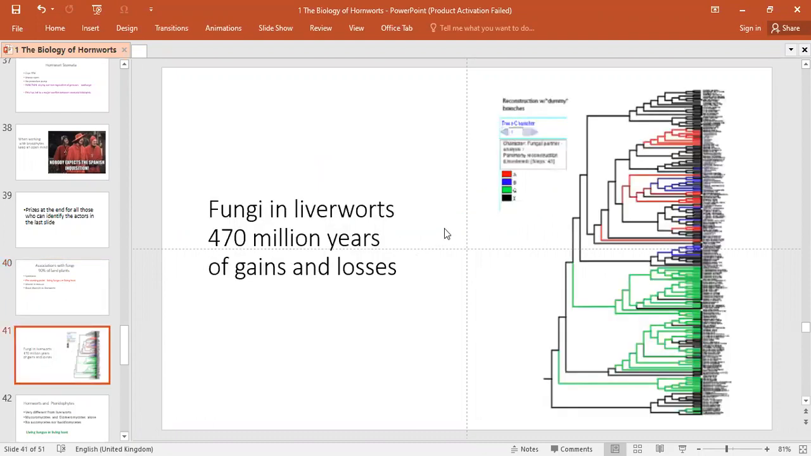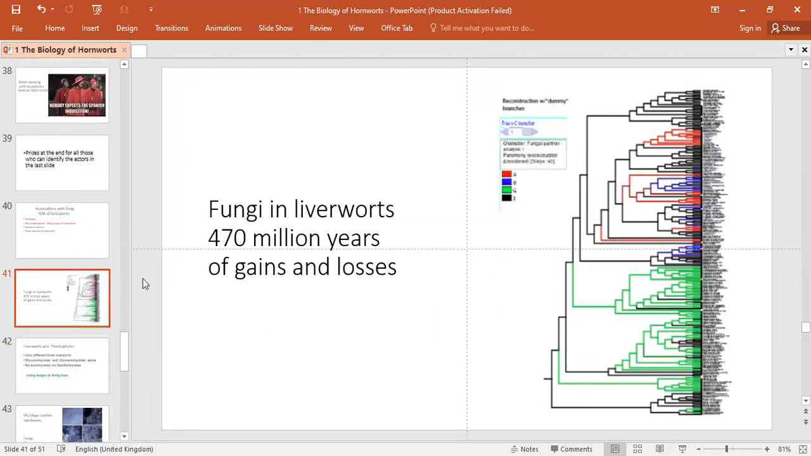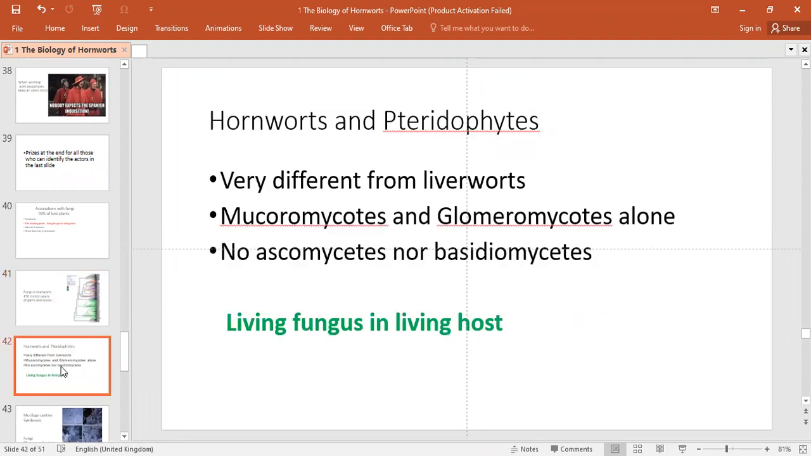There are a lot of fungi in liverworts which have been gained and lost over 70 million years. This is a complex liverwort phylogeny, and we see different groups. The green, the blue, the red are very different groups of fungi which have come and gone in the evolution of liverworts. When we drew this tree, which was about 2010, we had no idea what happened in hornworts, and we discovered in hornworts that their fungi are very different from those in liverworts.